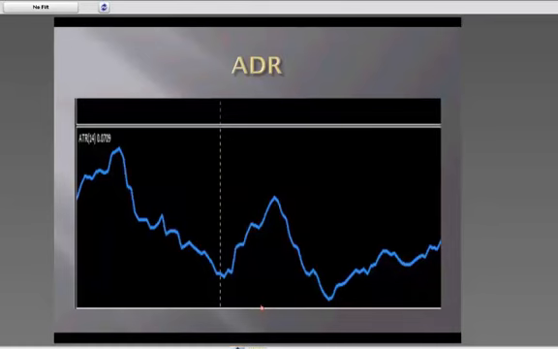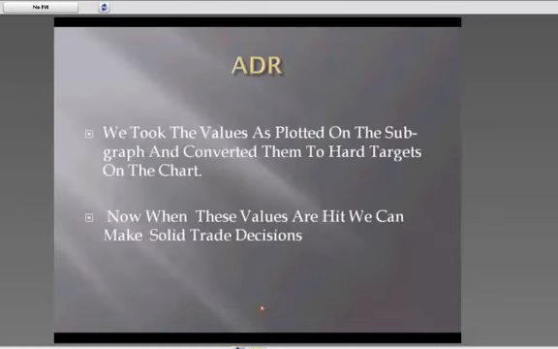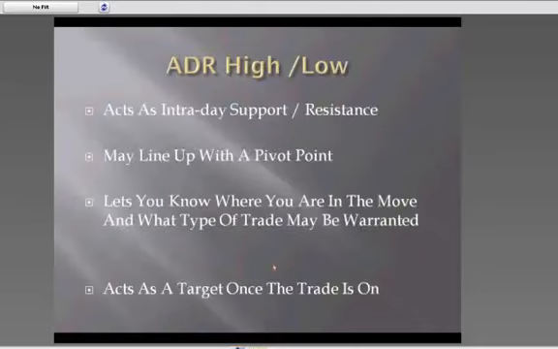Okay, now, the ADR high and low, always plotted as an oscillator, right? To me, I can't read that damn thing as an oscillator. It offers little to no value in this format. So I had a coder take these values and plot them on the chart. So we took the values as plotted on the subgraph, converted them to a hard target on the chart. Now when these values are hit, we can make solid trade decisions. They appear as a light orange tracer on your chart, and when they are hit, they turn solid red.